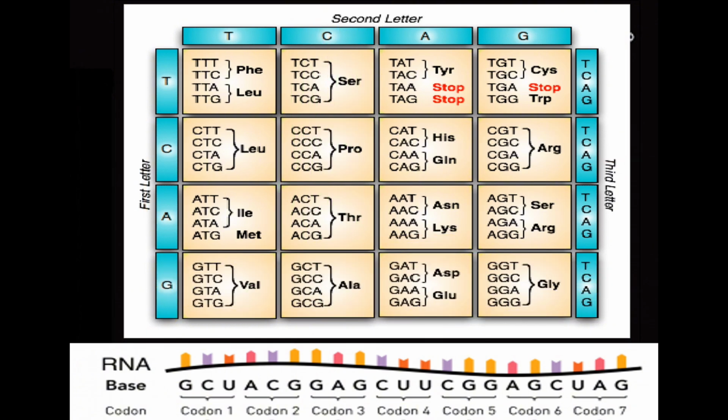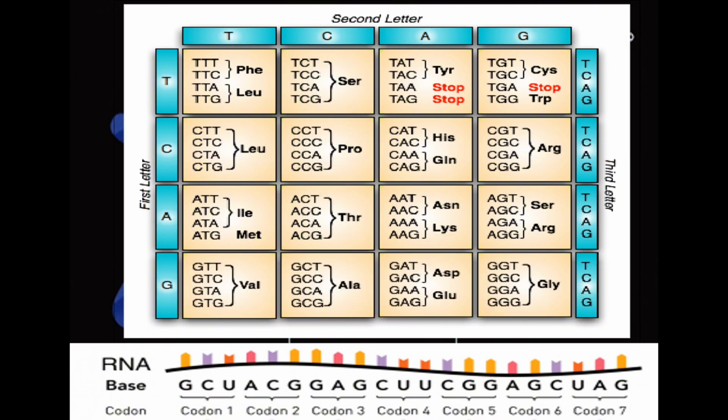Let's try another one. So here I have AGC. Only 3, okay? So just remember that the codons, the mRNA codons, are only 3 letters.